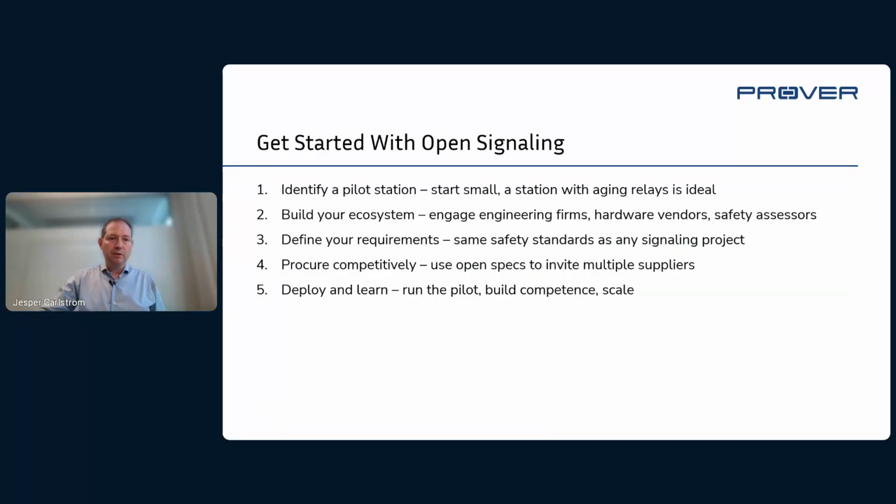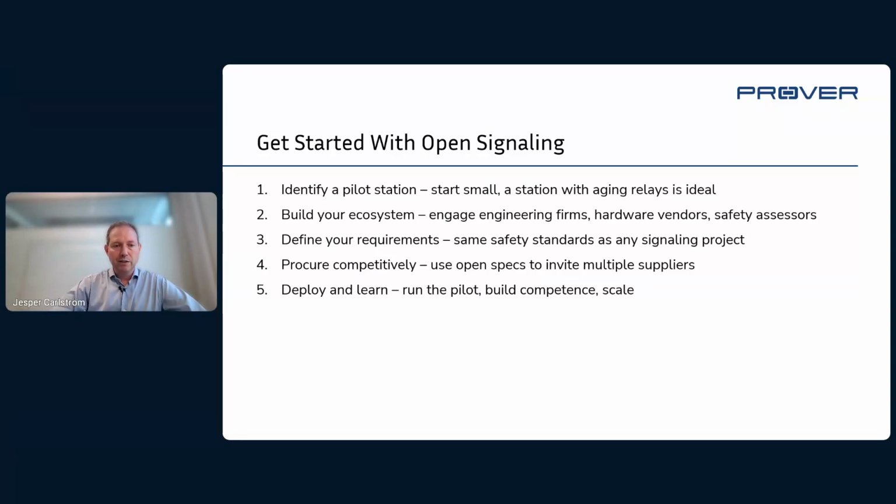If you want to try this out and are curious about open signaling, then I would advise you to identify a pilot station somewhere, something small, preferably, where, like in the Stockholm Metro case, you have some aging relays and you need to replace them, and you take the chance to do this with open signaling. Then you engage engineering firms and hardware vendors and safety assessors and so on as an ecosystem. You build a project organization for this.